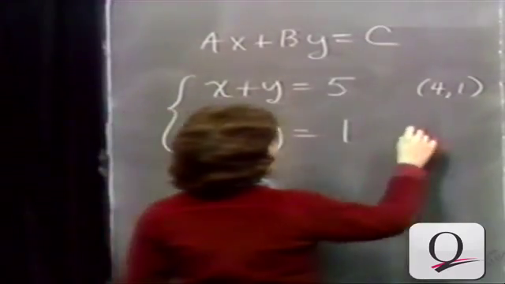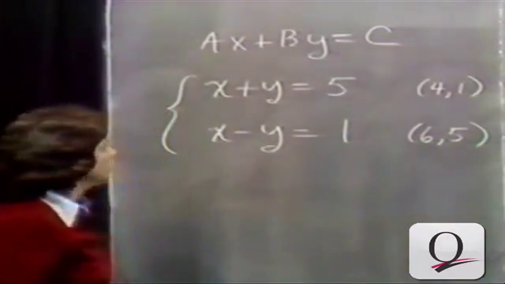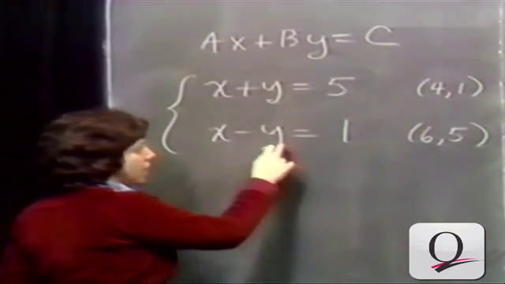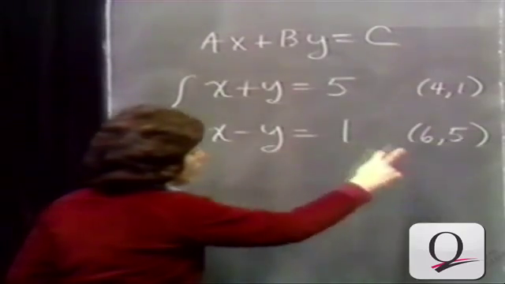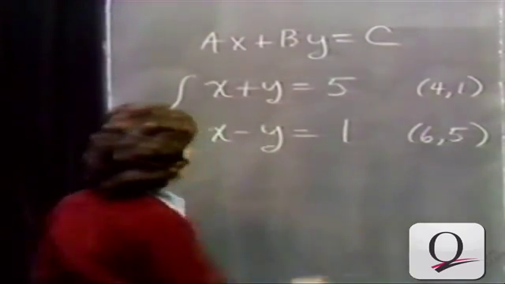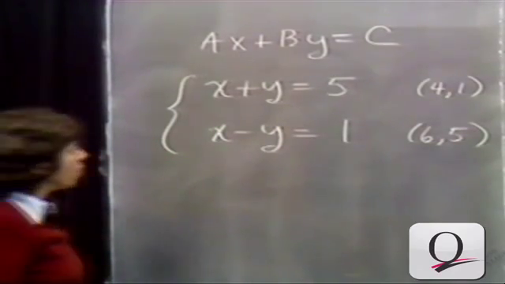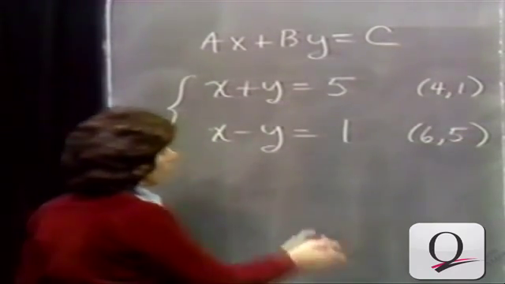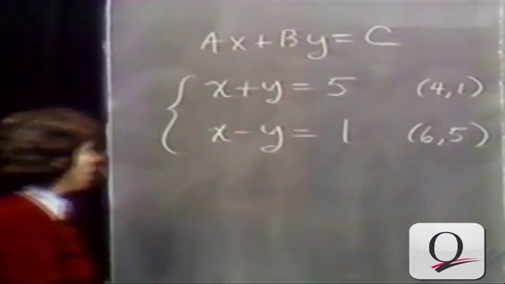Okay, (6, 5) is a point on the second equation. 6 minus 5, x minus y, does equal 1. It does not satisfy the first equation. 6 plus 5 is obviously not equal to 5. Now we want to know, are there any points, any pairs of values x and y, that satisfy both equations at the same time?